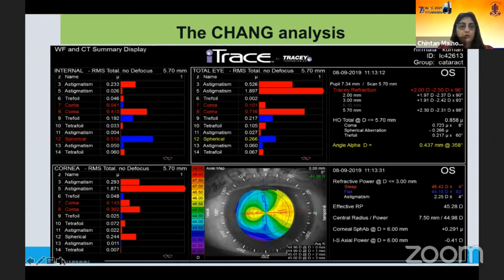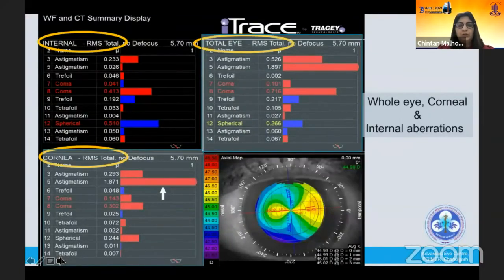I'll take up each of these components one by one. So for example, one part on the left-hand side, we have the aberrations which are provided by the total eye. We have the internal and the corneal. And then the corneal aberrations are separated from the total eye aberrations, and that gives us the remaining internal aberrations, which are mainly derived from the lens. And perhaps this ability to separate the corneal from the internal aberrations is what makes the eye trace most useful.